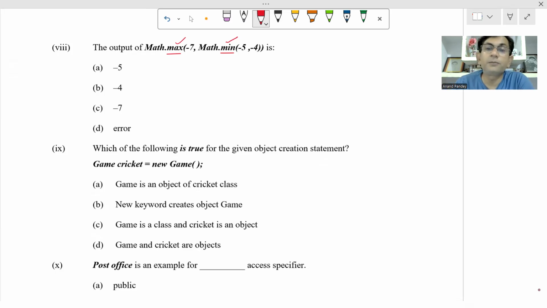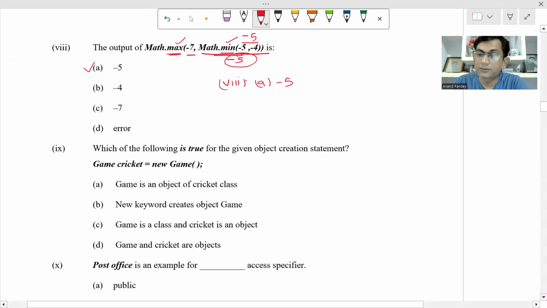So Math.min of minus 5, minus 4. You know what is the minimum value out of minus 5 and minus 4? The minimum value is minus 5. The result of this will be minus 5. Okay. Then this max function will work on minus 7 and minus 5. Which one is the maximum value? बड़ी value कौन सी है? Minus 5. So finally the answer will be minus 5. So you write like this: 8, then A, then minus 5. Okay. Coming to the next question. Simple questions.